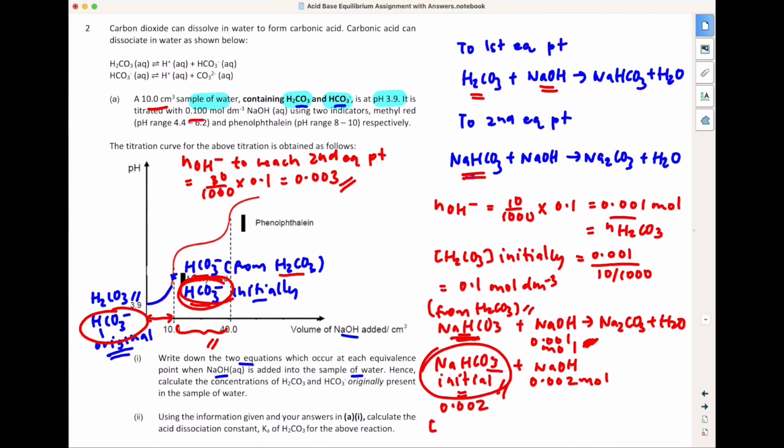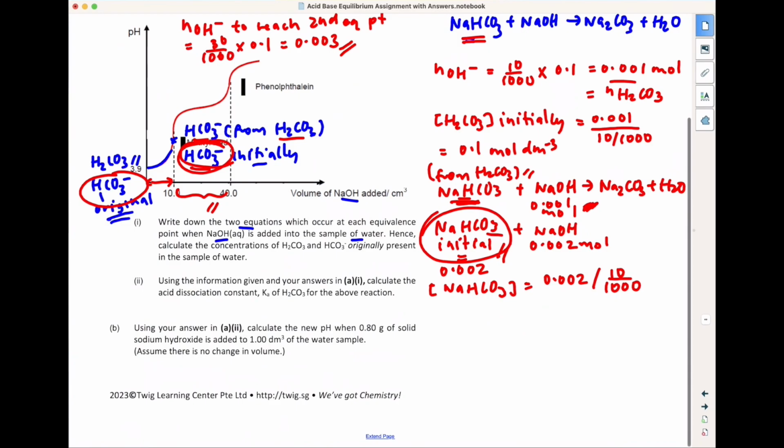So we can calculate the concentration of NaHCO3, otherwise I just write it as HCO3 minus, to be 0.002 divided by the initial volume. So this gives you a concentration of 0.2 moles per dm cube. So that's how we do it. So that's the first part.